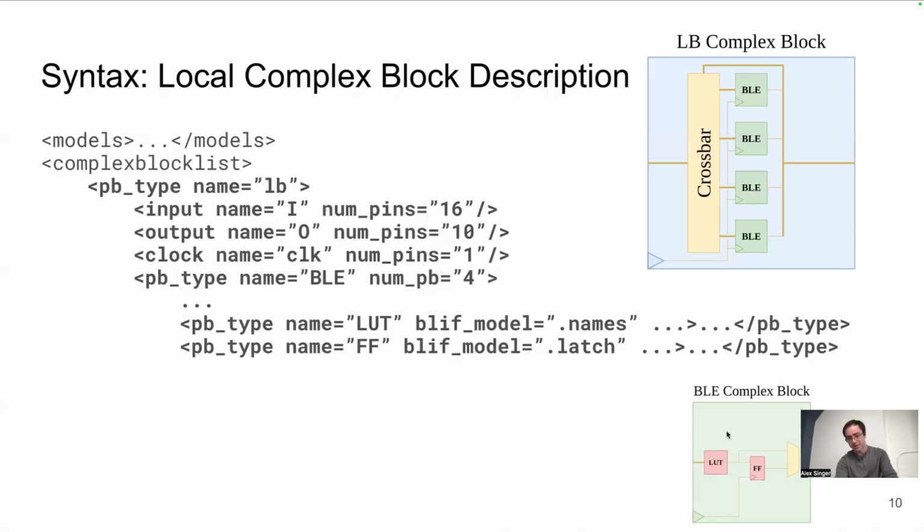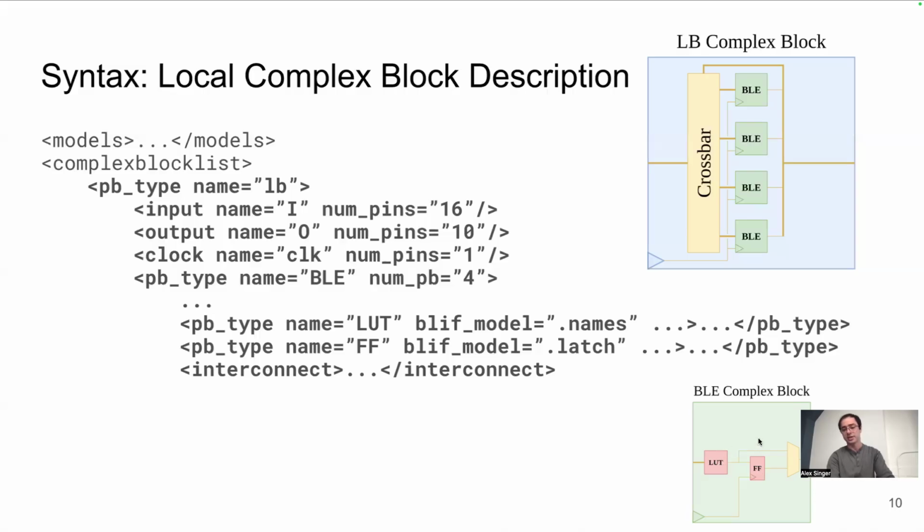Look over here in this picture. I have to somehow tell VPR that the output of this LUT goes to the input of the flip-flop. We do that through an interconnect. We say that the output of the LUT, and I put dot dot dot here just because I'm out of space, but if you actually look at the syntax for this, it's actually pretty straightforward. It basically says connect the output of this LUT to this flip-flop.